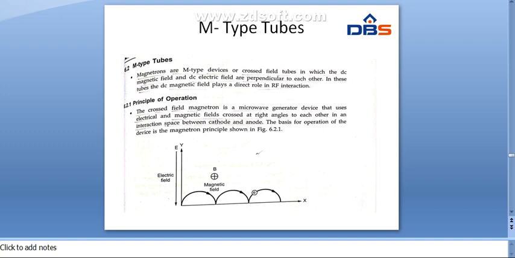In the M-type tubes, the DC magnetic field and the DC electric field are perpendicular to each other. The crossed field magnetron is a microwave generator device that uses electrical and magnetic fields crossed at right angles to each other in an interaction space between cathode and anode.